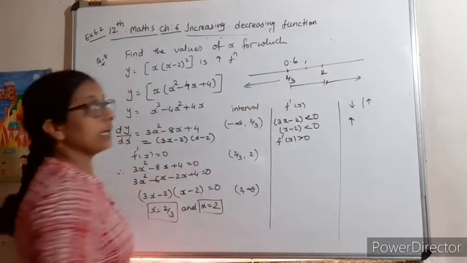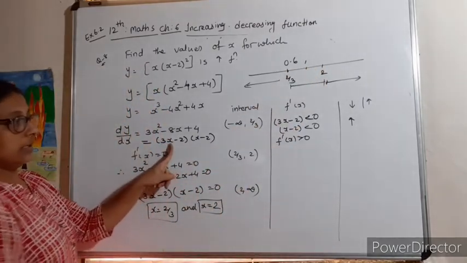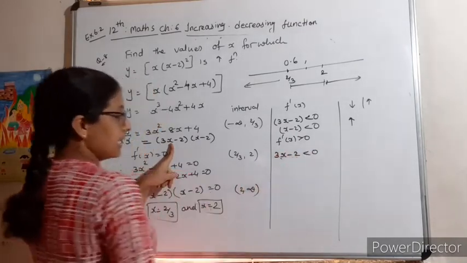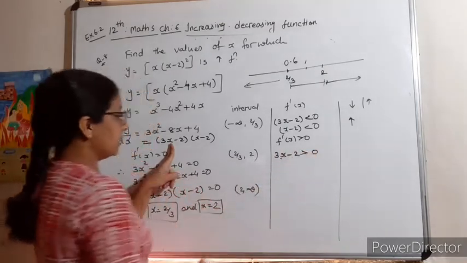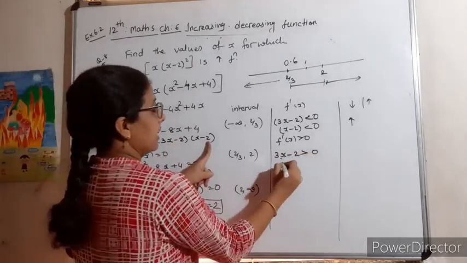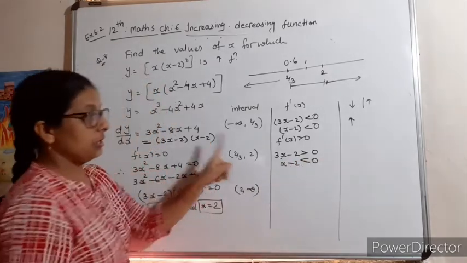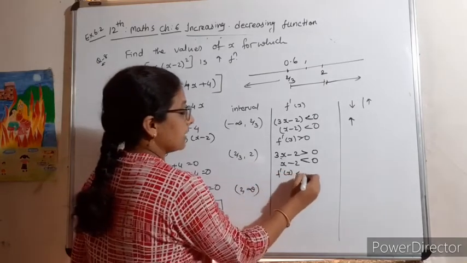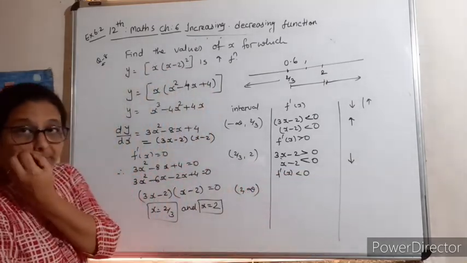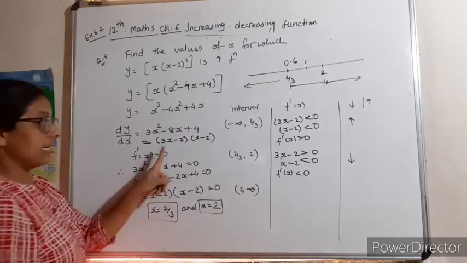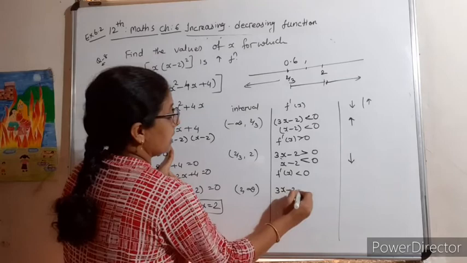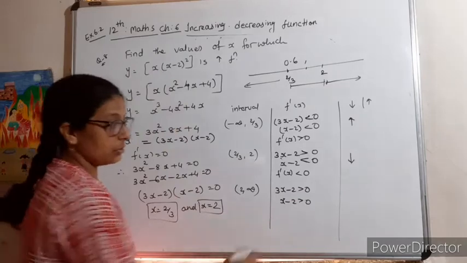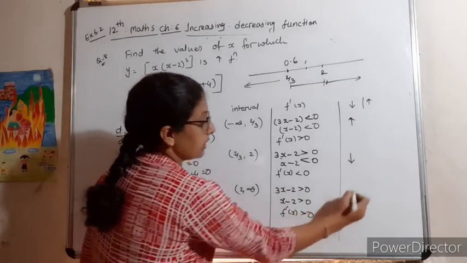Then 2 by 3 to 2. In between we can take 1. If you put 1 here, 3x minus 2 is greater than 0, and x minus 2, that is 1 minus 2, is less than 0. One is greater than 0 and one is less than 0. That means f dash x is less than 0. It is decreasing. Then 2 to infinity, take 3. That is 3x minus 2 greater than 0, and x minus 2 is also greater than 0. So we can say f dash x is greater than 0.